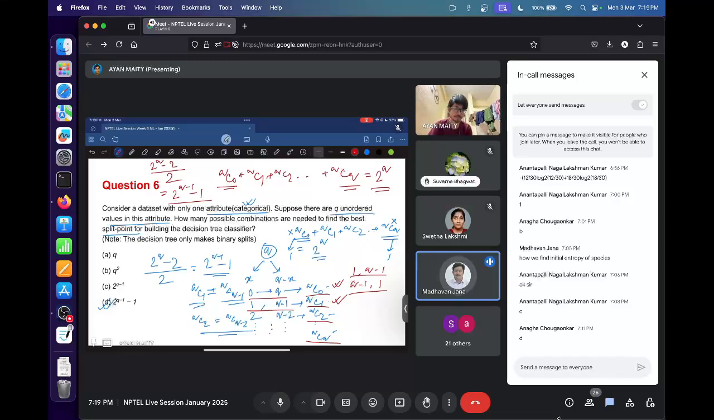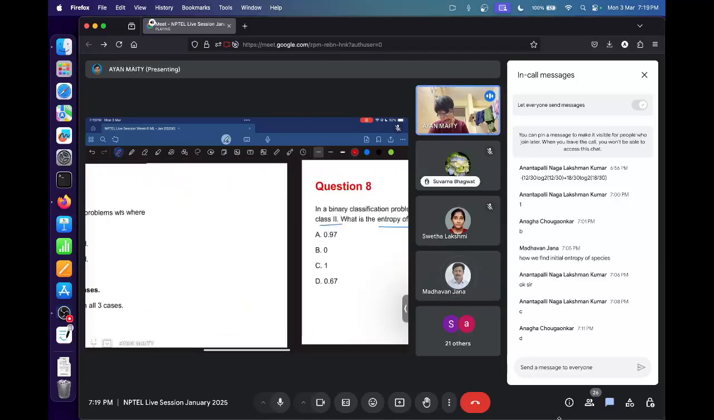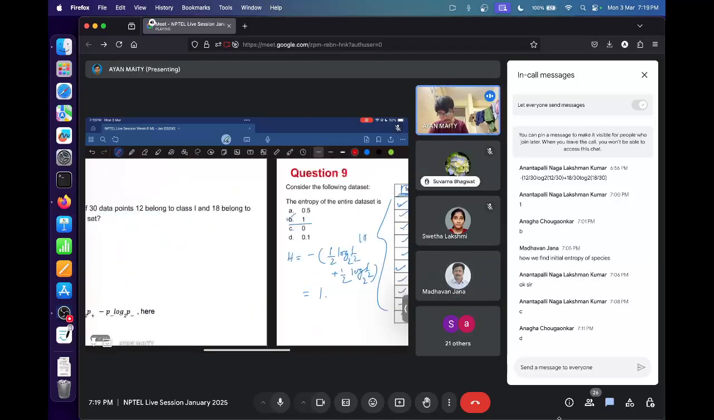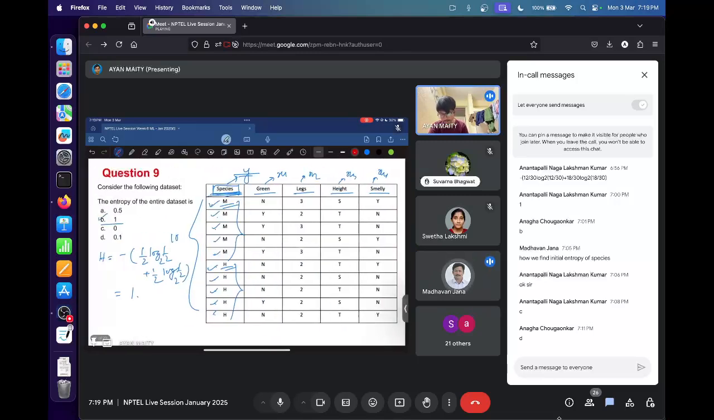Sir, can you find the ninth question? Can you find the initial entropy of the species, sir? Yeah, ninth question, the initial entropy, the entropy of the whole data set. Initial entropy is basically the entropy of the class variable.